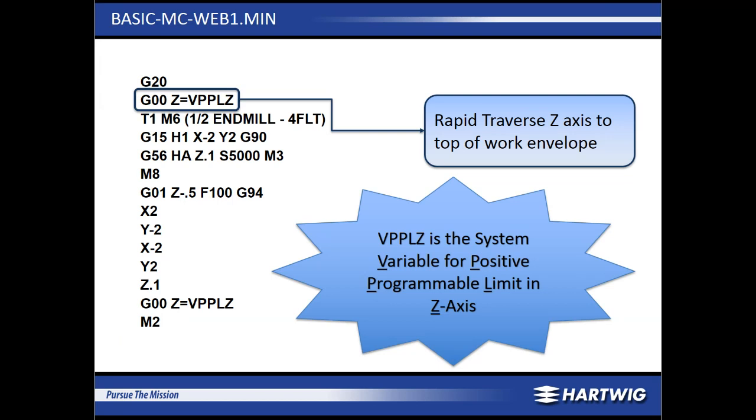This Z equals VPPLZ method that you see here will get every machine to the top of the work envelope every time. And it doesn't matter if you set your work offset to be 500 inches below your table and everything was programmed to positive 500 moves, you'll still get to the top of the work envelope every time whenever you use the G00 Z equals VPPLZ, regardless of work coordinate system, machine configuration, or anything. It's very common for me to program that command, usually first or second line in a program, and then at every tool retraction thereafter.